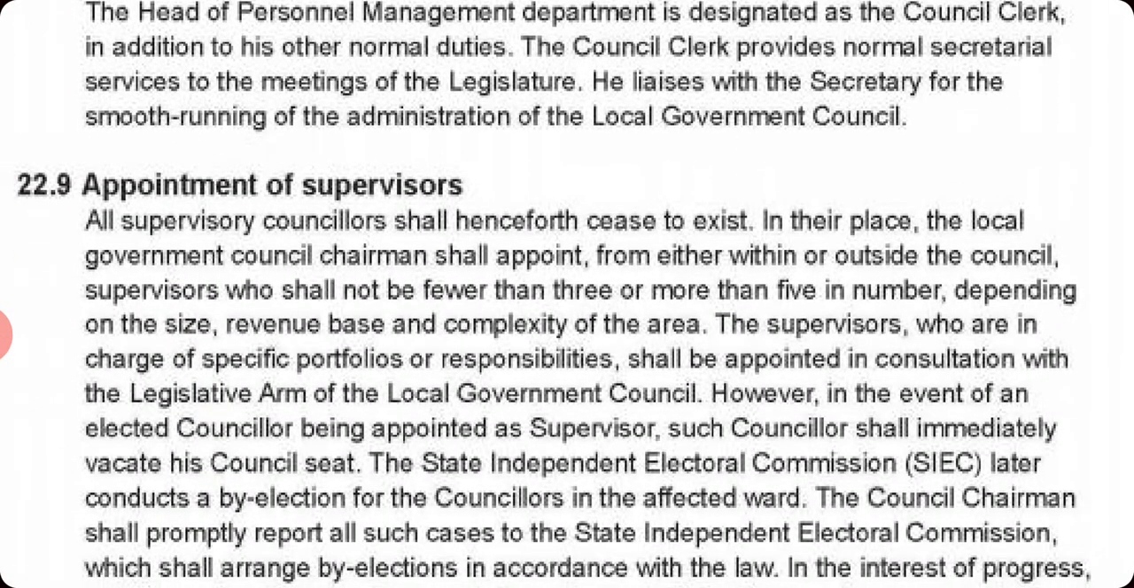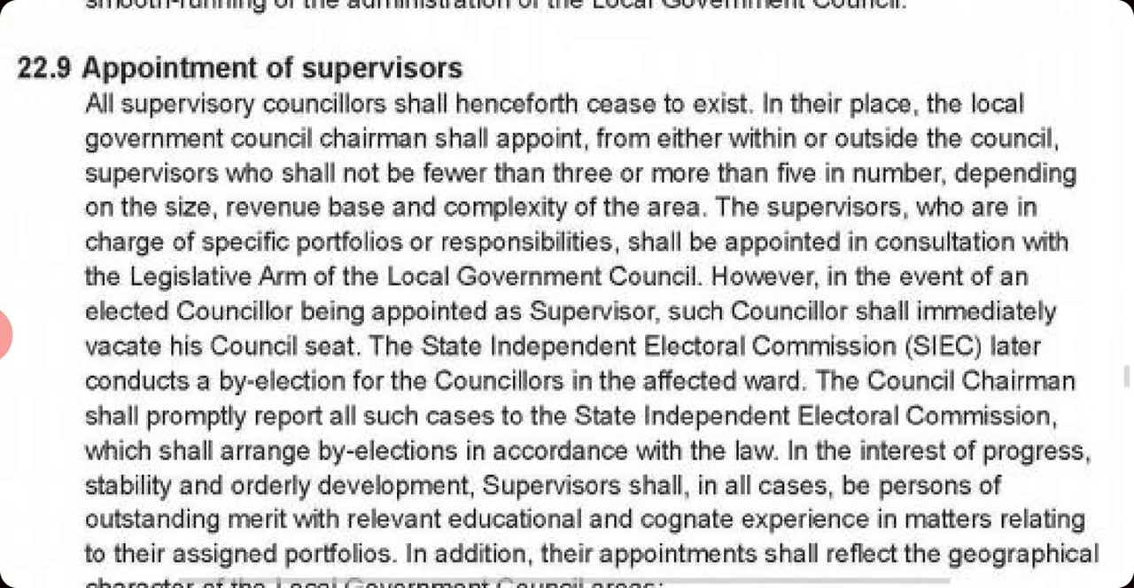Appointment of supervisors. So supervisors are appointed just like ministers are appointed, just like commissioners are appointed. So the ministers are at the level of the federal government, the commissioners are at the level of the state government, while the supervisors are at the level of the local government area. So it is important for us to know that when we say supervisors at the local government area, we are referring to people who serve in the capacity of ministers and commissioners at the federal and state levels respectively.